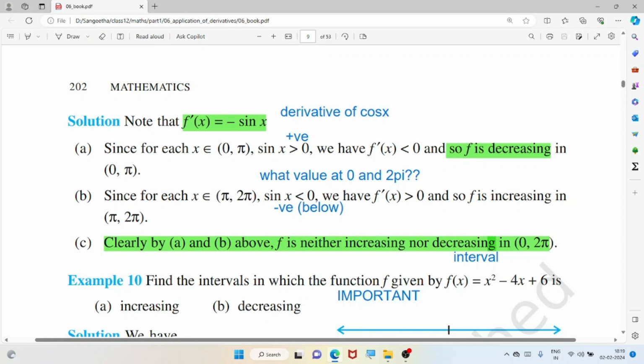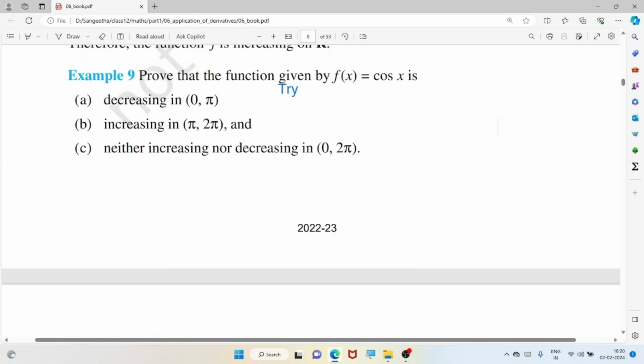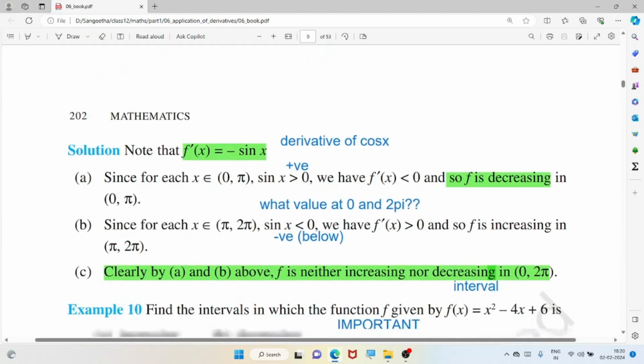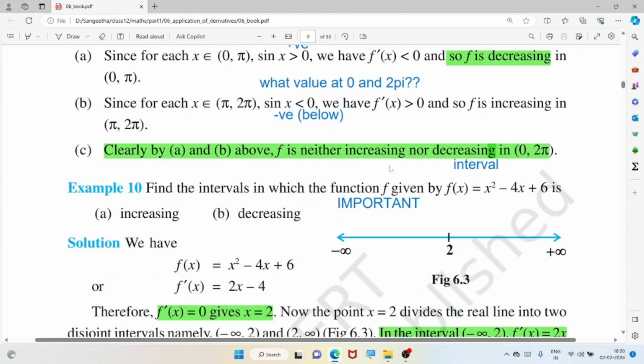Similarly, in pi to 2 pi, the sine wave will be below the x-axis, that is a negative value, without including pi and 2 pi. So when sin x is negative, f dash of x will be positive. So that is increasing in this interval. But they are asking from 0 to 2 pi, where it is increasing as well as decreasing. So clearly, in a and b above, neither increasing nor decreasing, because both are happening here. In this 0 to 2 pi, both increasing and decreasing are happening, so it is neither increasing nor decreasing.